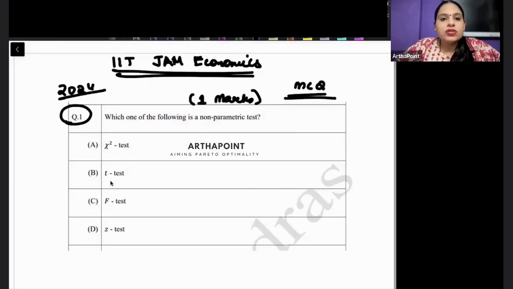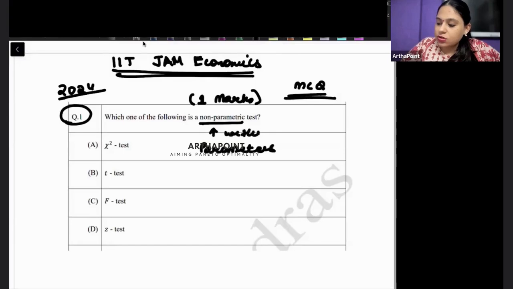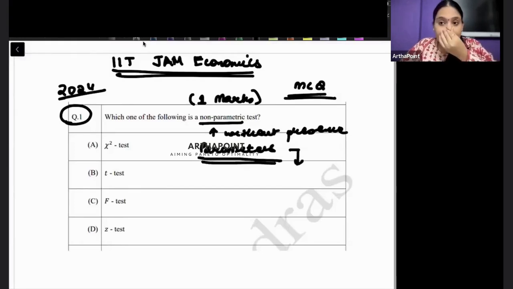Which of the following is a non-parametric test? Non-parametric. ठीक है. Non-parametric test means any test which can be performed without the presence of parameter. माने any test in which I can do that test without me requiring value.